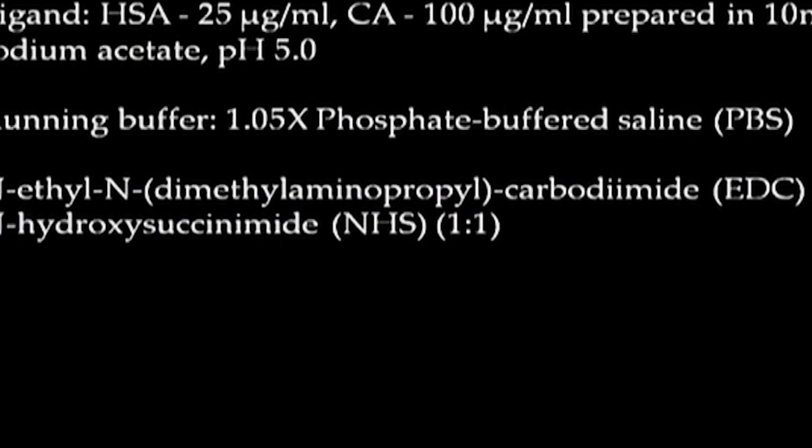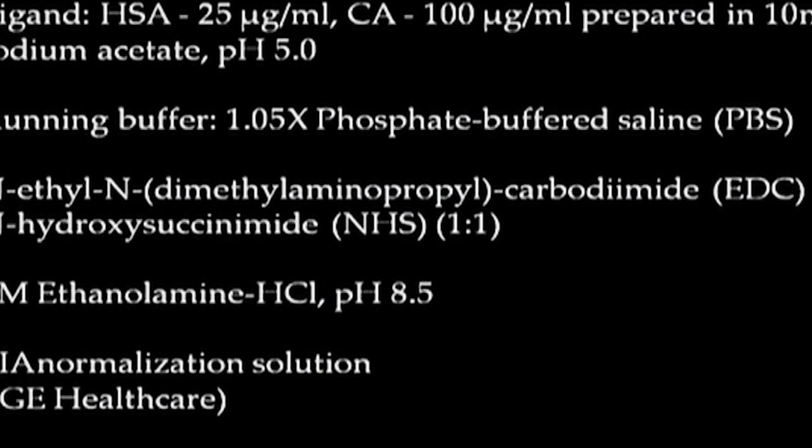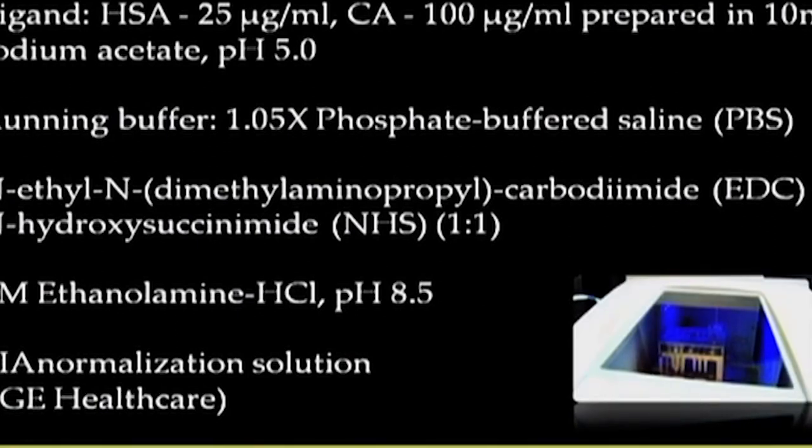EDC and NHS as prepared and suggested in the amine coupling kit for surface activation will be used in 1:1 ratio. 1 molar ethanolamine HCl pH 8.5 is prepared for blocking the free ester groups on the surface. Lastly, we would require BR normalization solution to normalize the resonance signal in all flow channels to compensate for small differences between individual sensor chips. After preparation of these samples and reagents, we transfer the sample tubes to the appropriate rack and start the run as shown for beta 2 microglobulin immobilization in earlier lectures. We will hence move forward to discuss the immobilization results obtained from this run.